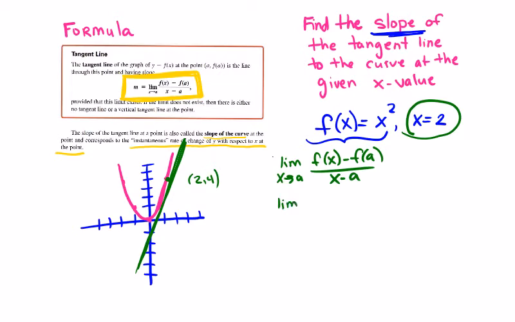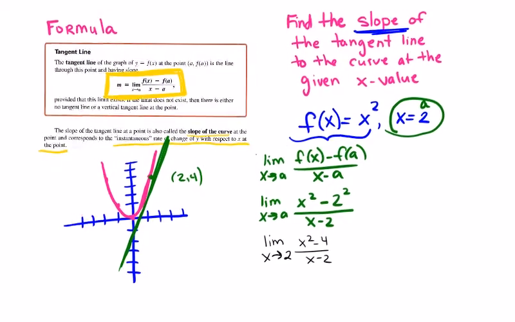Well, it's going to get us the limit as x approaches a of x squared minus 2 squared, because our a value is 2, and we can put that in place of the a, and we get the 2 squared over x minus 2. We're now going to simplify this. Actually, let me go back. The limit is not going to be as x approaches a anymore. It's going to be the limit as x approaches 2. And this gets us x squared minus 4 over x minus 2.